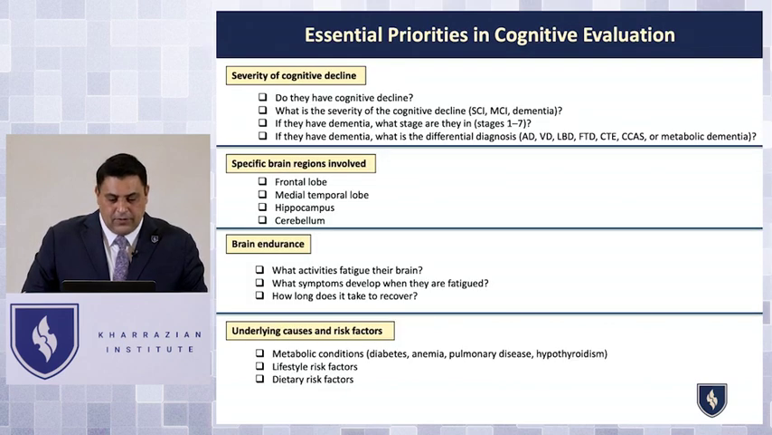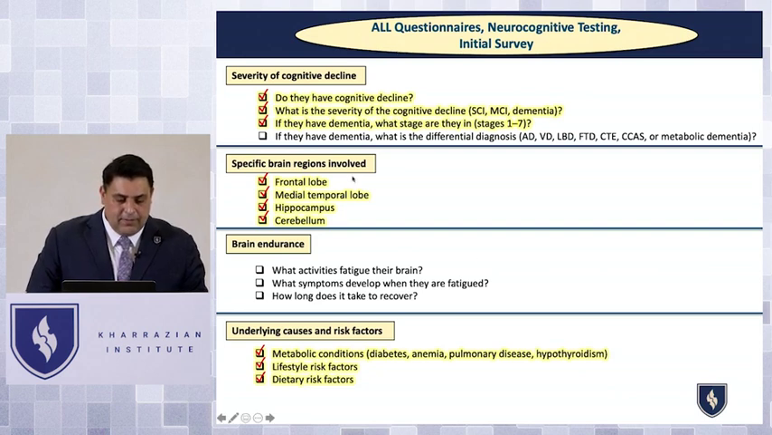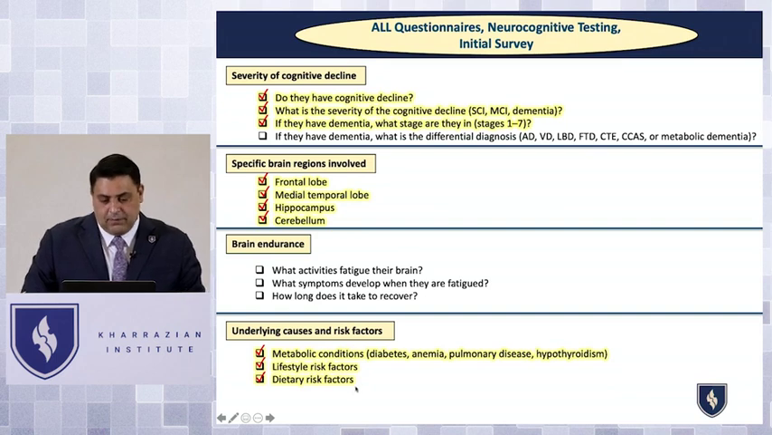So as you go through and you're starting to get into the medical history and you've finished all the questionnaire forms, the neurocognitive testing, the initial survey are really going to tell you these things that are all highlighted from the checklist. So you're going to know before you even get to your medical history what kind of cognitive decline they have. You're going to get some clues about the severity of the cognitive decline, what stage they're in. You're going to get an idea which brain regions are involved. Then you're going to look at the lifestyle form and get a good idea of their lifestyle. So those are all going to be things that are helpful for you.